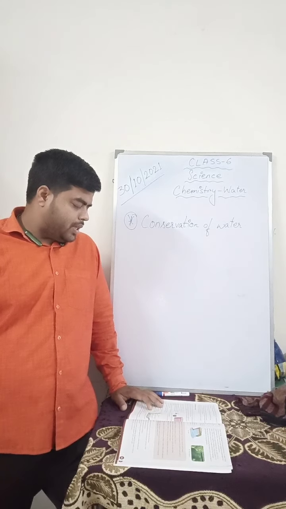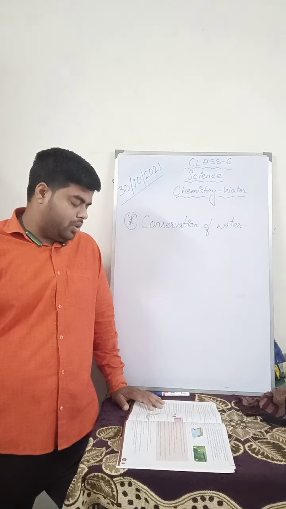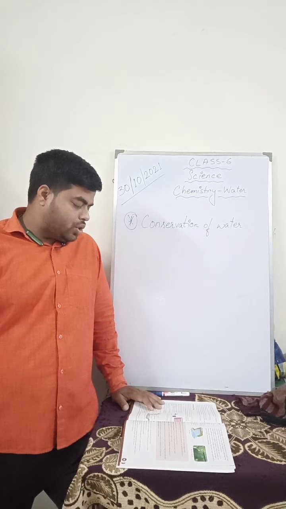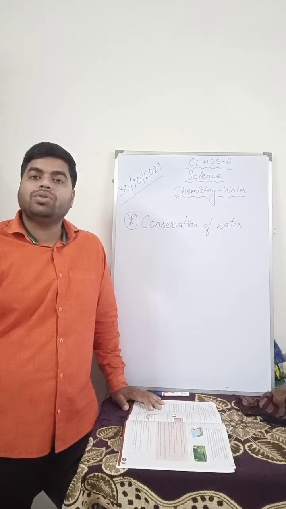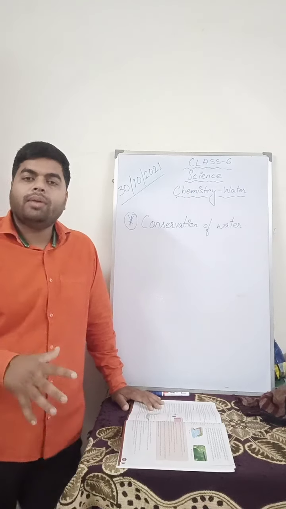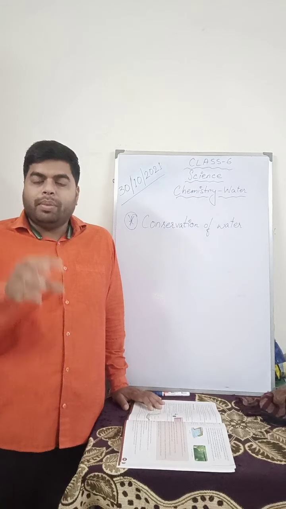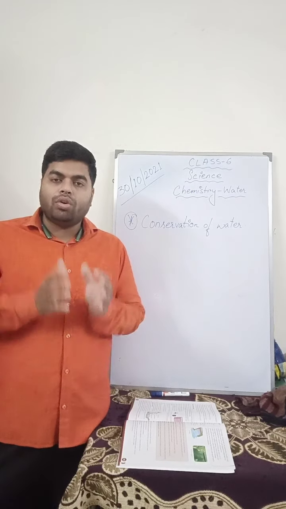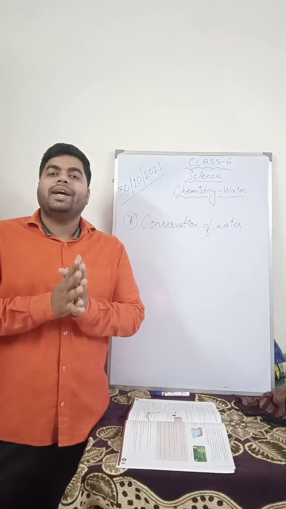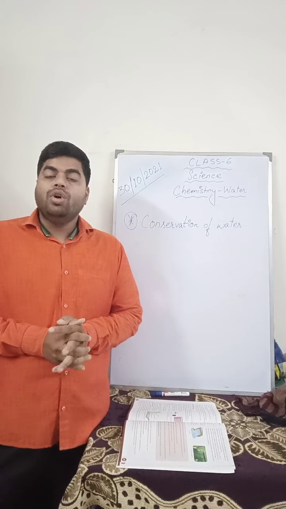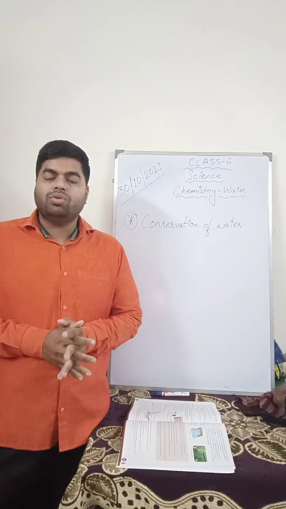Only a small percentage of water on earth is available for use. Therefore, water should be used judiciously and it should be conserved. We cannot create natural water resources. The water present on this earth is huge in quantity, but the water that can be used for our own purposes is very less in quantity. So we should be very wise in using water.